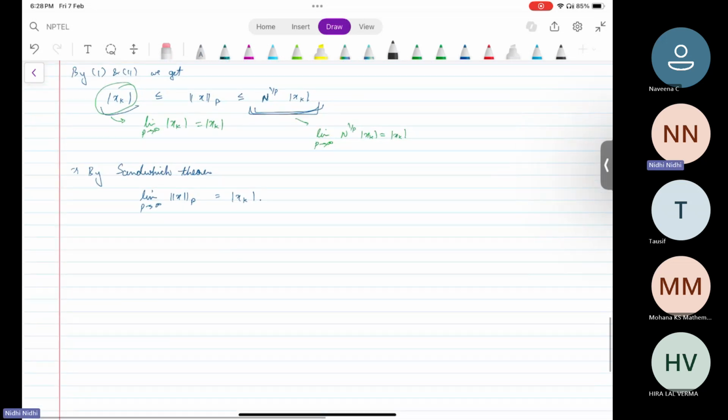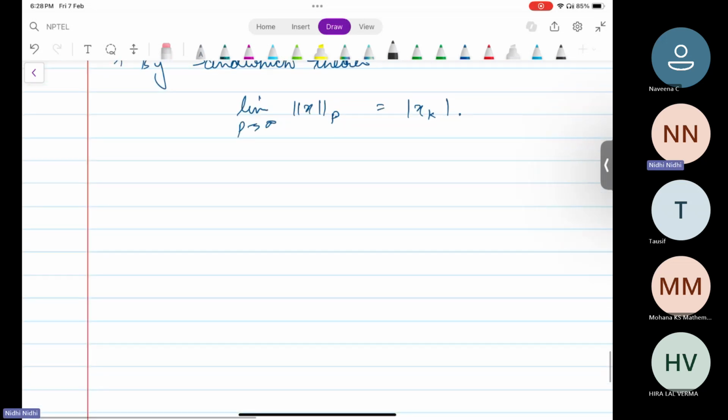Okay, so can anyone tell me what we mean by a function with compact support? Are you all familiar with the term support of a function?